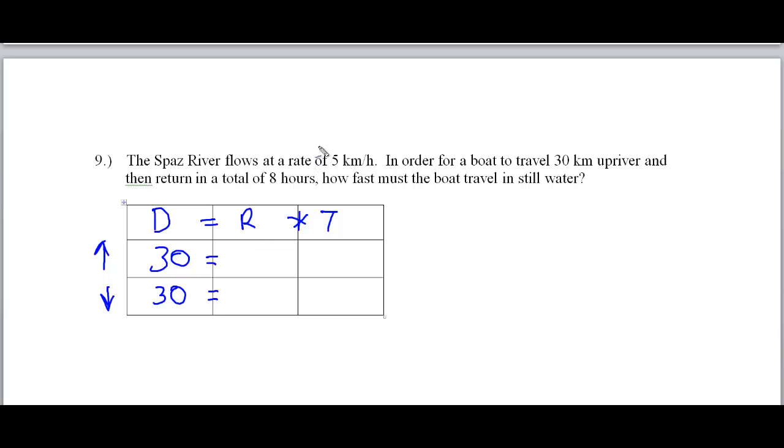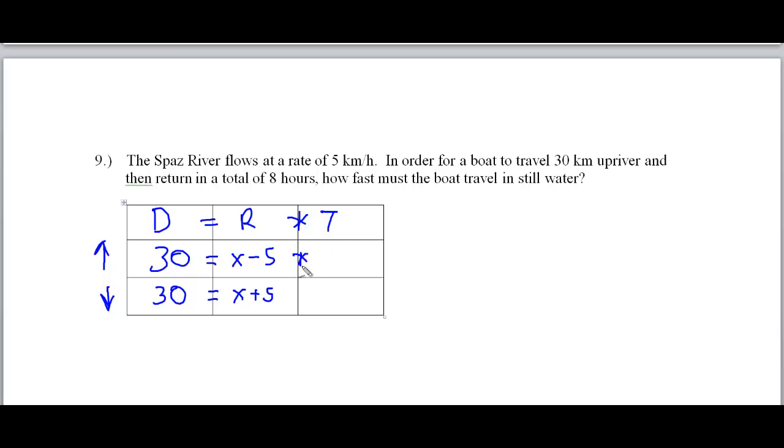Now, the water flows at a rate of 5 kilometers an hour. So if we go up the river, that's going to work against us. So our speed x, or r, in case you want to use r, our speed x is 5 fewer because of that forward current, and then going with the current, x plus 5.